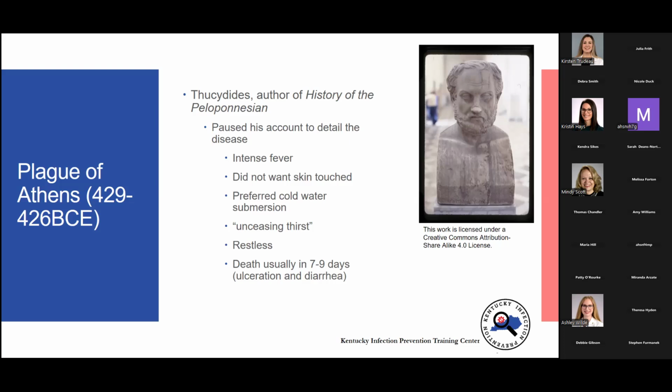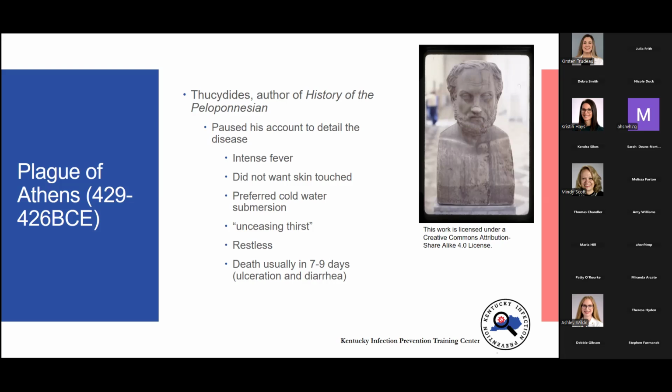Now, the plague of Athens was recounted by Thucydides, the author of the History of the Peloponnesian War. He was writing an account of the war, but he paused it to detail this disease that was occurring. Thankfully for this really great account, people are able to look back and try to determine the cause. It was very detailed, but even with so much detail, they haven't been able to pinpoint which disease it was.